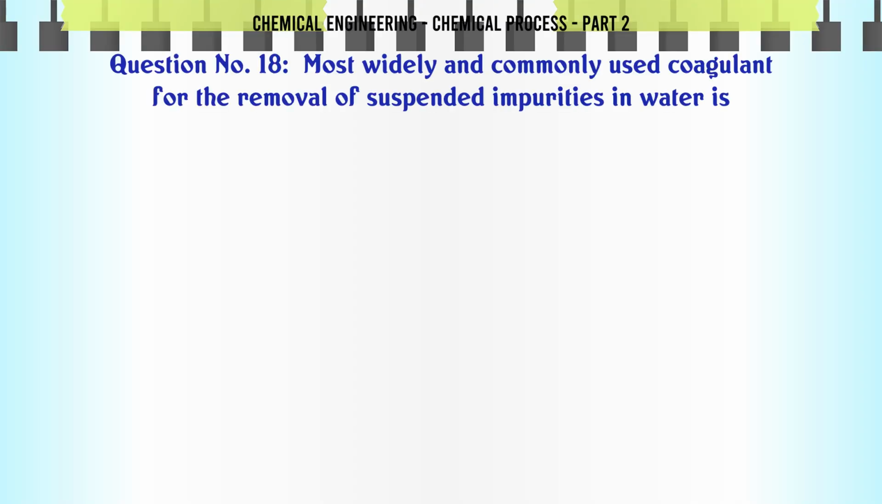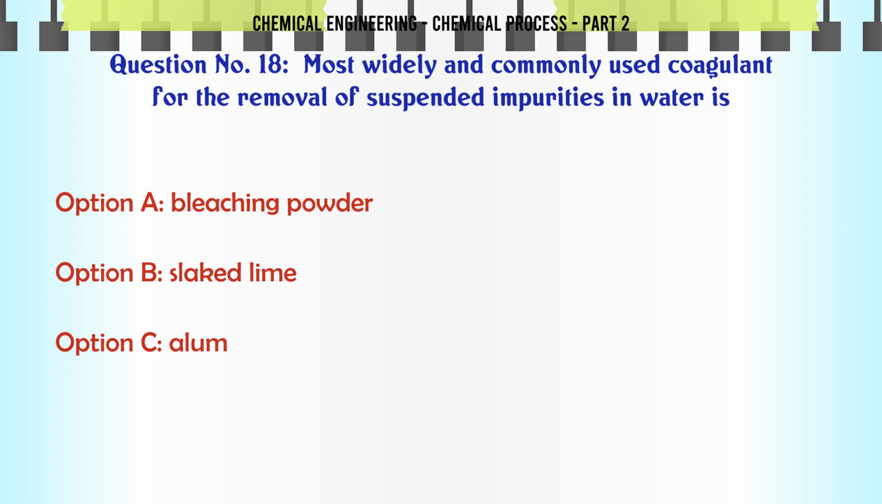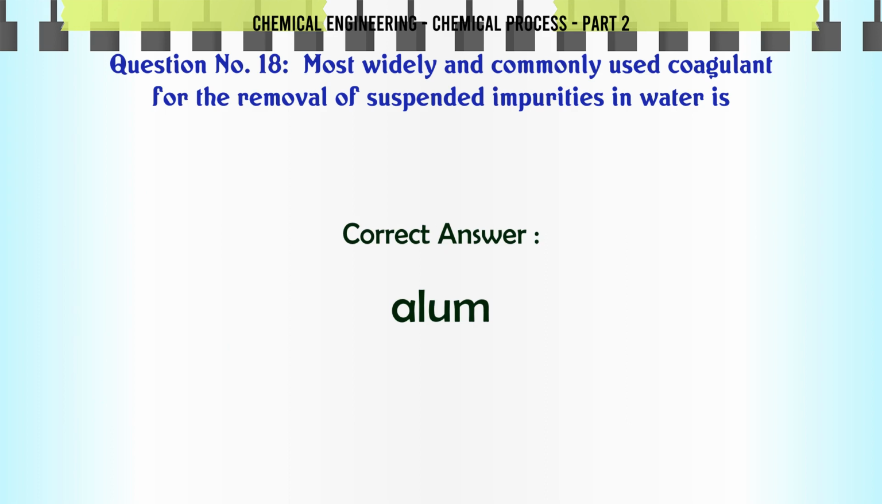Most widely and commonly used coagulant for the removal of suspended impurities in water is A. Bleaching powder, B. Slaked lime, C. Alum, D. Copper sulfate. The correct answer is alum.